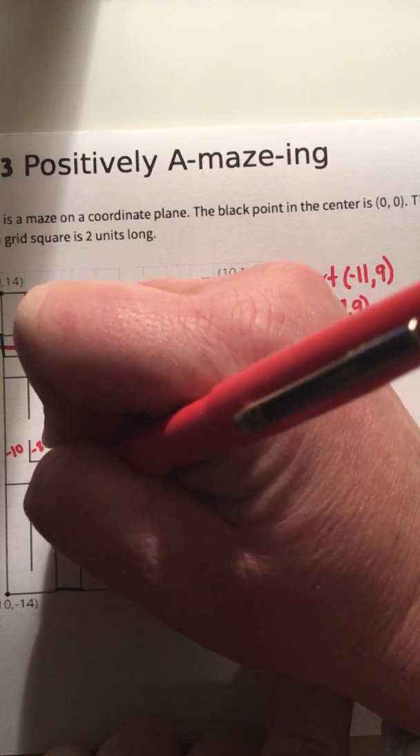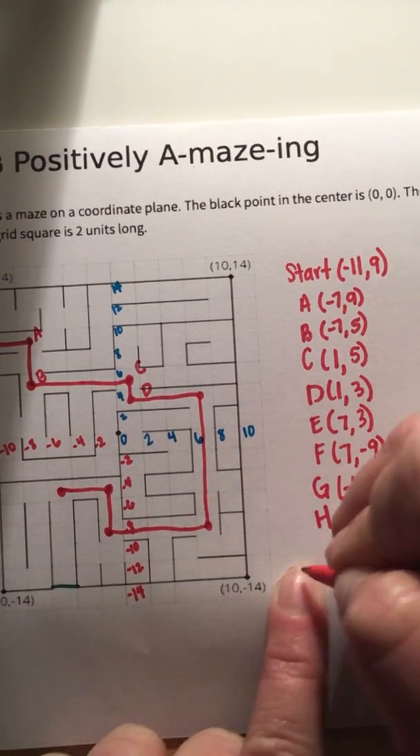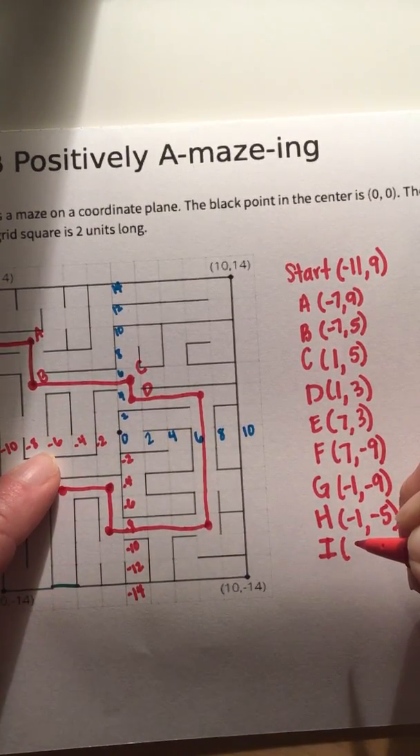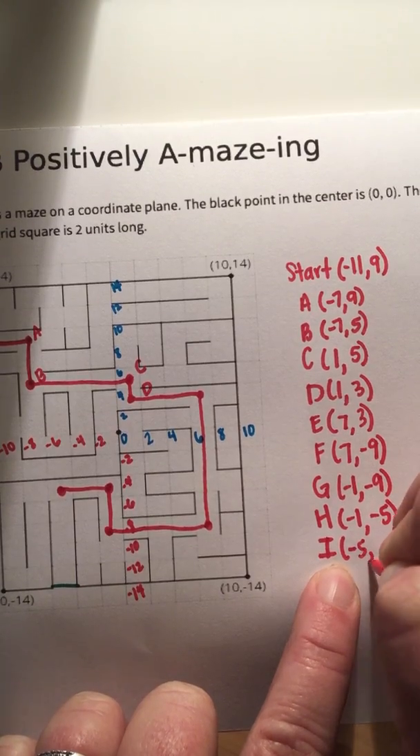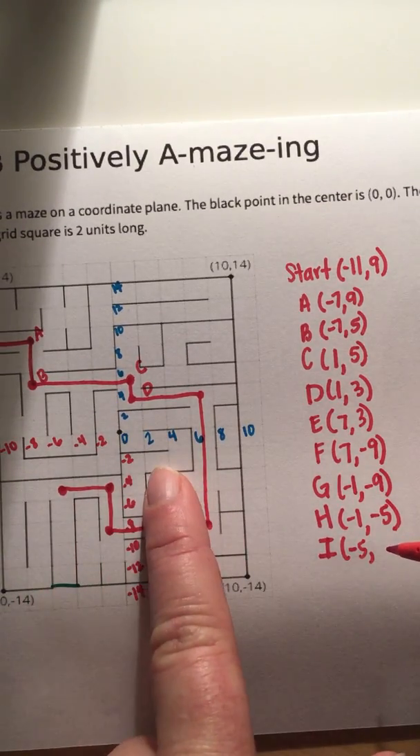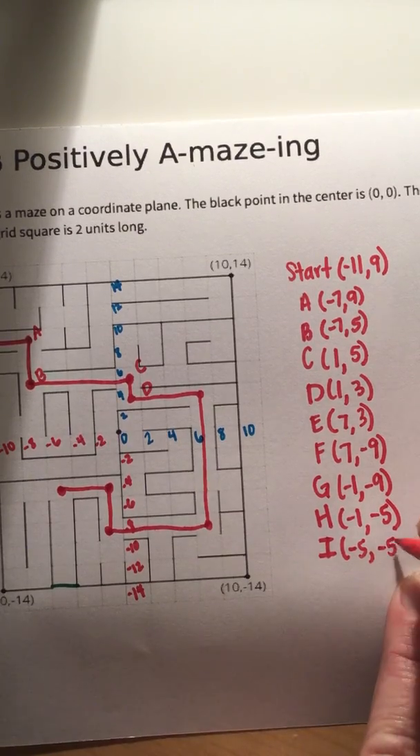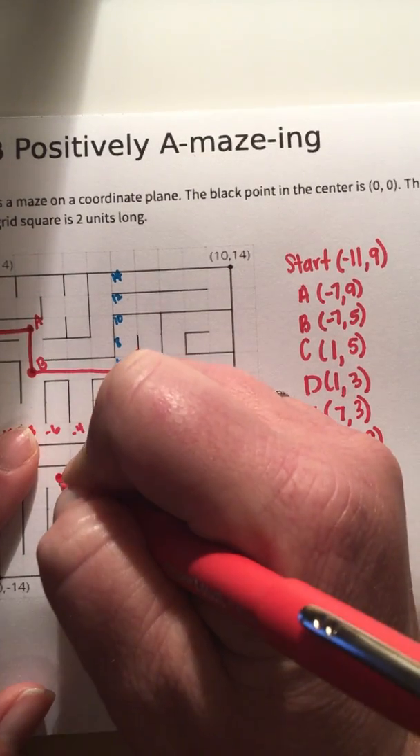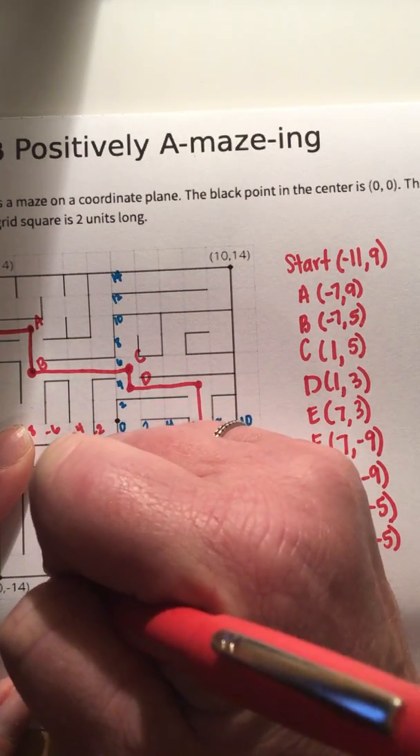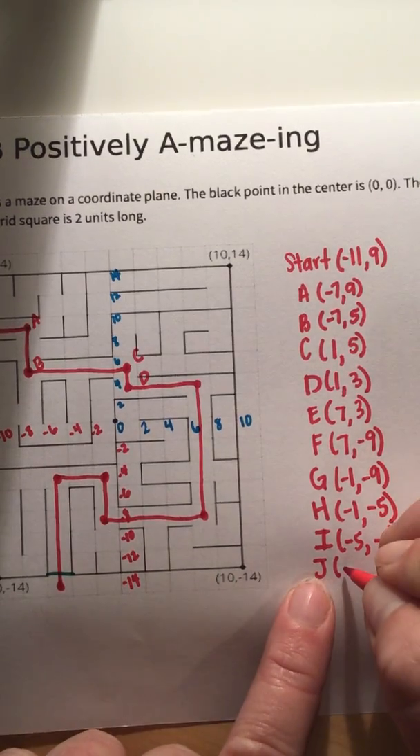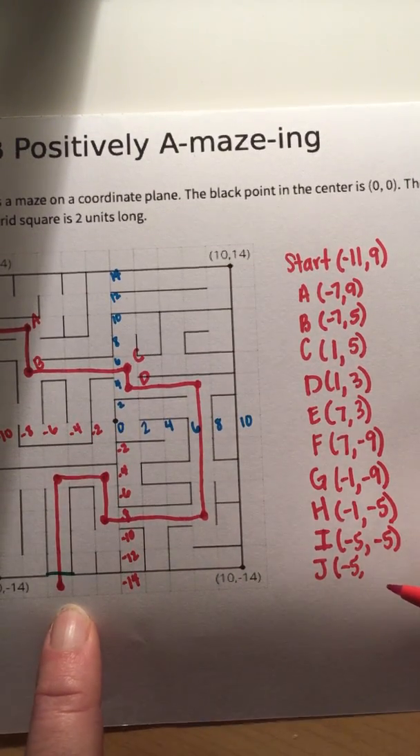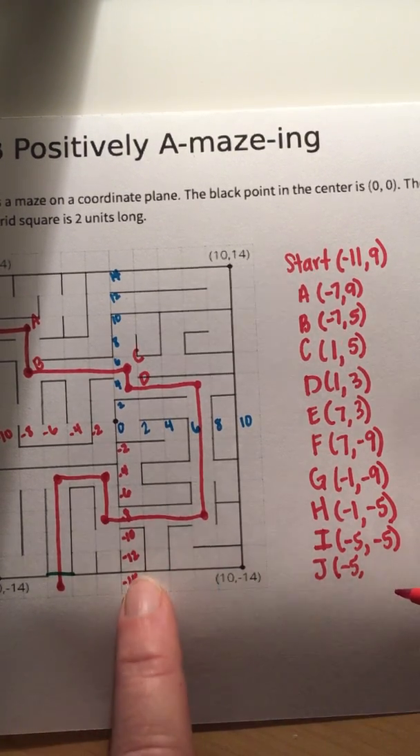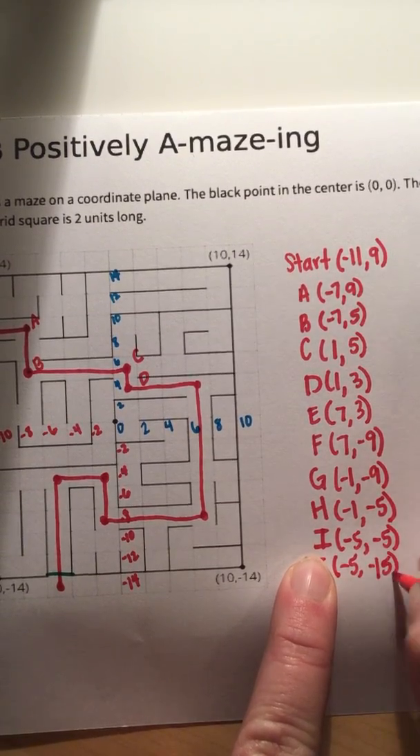Go over to here. And that's going to be I. And we've gone over in between -4 and -6. So it's going to be -5. And in between -4 and -6. So that's -5. And then the last one is J. And that's going to be through our gate in the middle there. So our X is going to be -5 still, but then it's actually going to be outside, so past negative 14, so it's going to be negative 15.